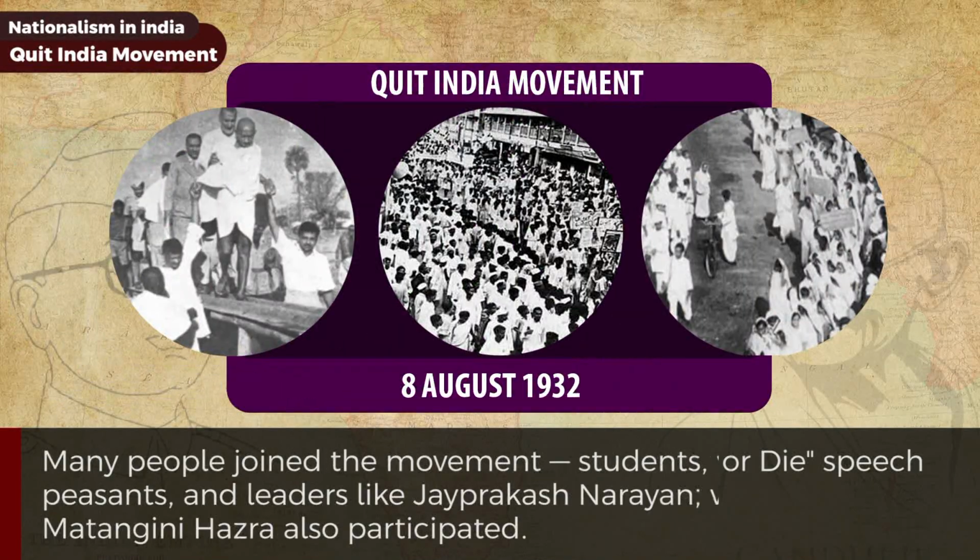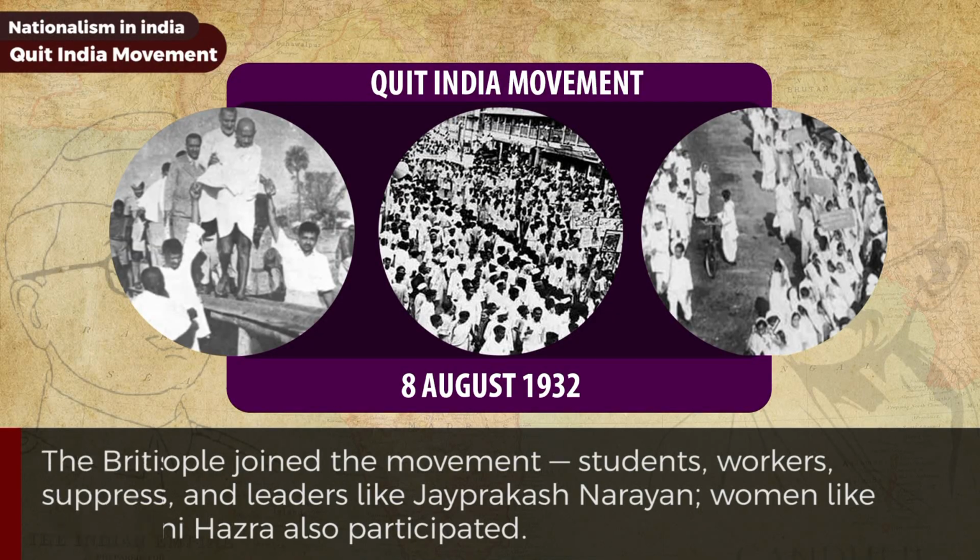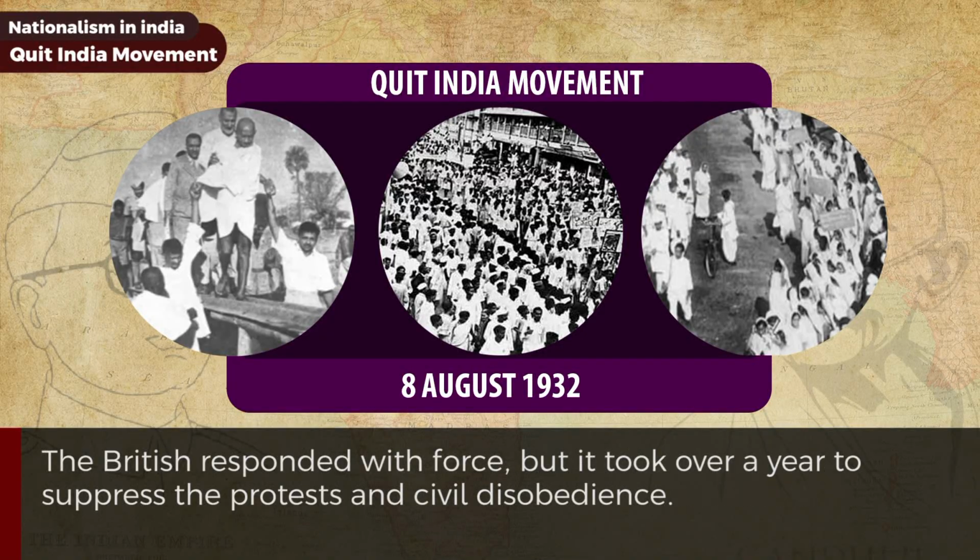Many people joined the movement: students, workers, peasants, and leaders like Jayaprakash Narayan. Women like Matangini Hazra also participated. The British responded with force, but it took over a year to suppress the protests and civil disobedience. This is all about nationalism in India.